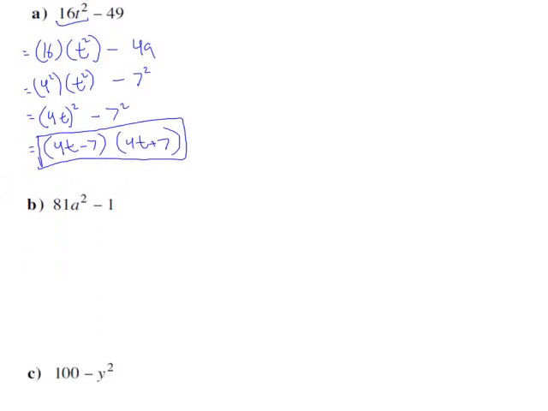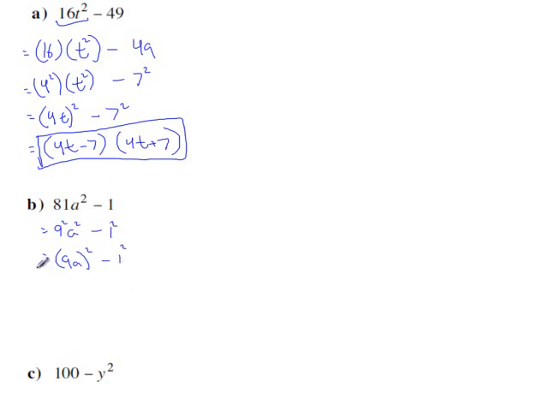Now 81a squared minus 1. Remember, this squared only applies to the a, not to the 81, so we need to rewrite this. 81 is really 9 squared. So this is 9 squared times a squared. And 1, you could write it if you like as 1 squared, because 1 times 1 is still just 1. So the 9 squared times a squared, now I can write that in brackets as (9a) squared, because both of these are being squared now, minus 1 squared.